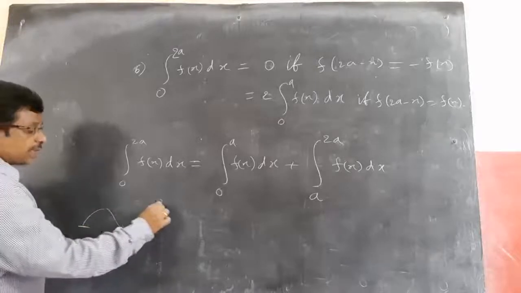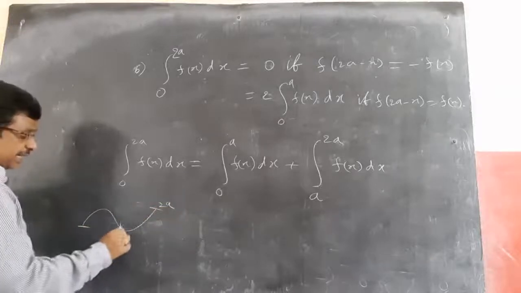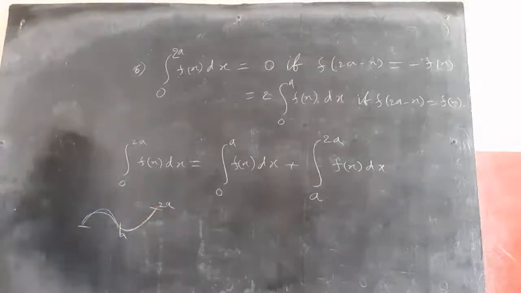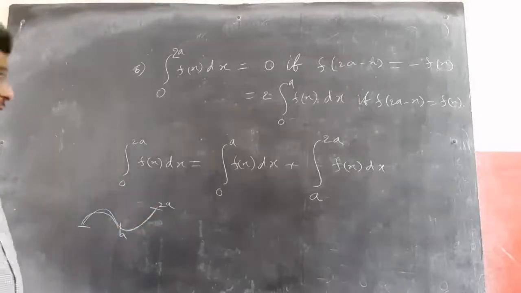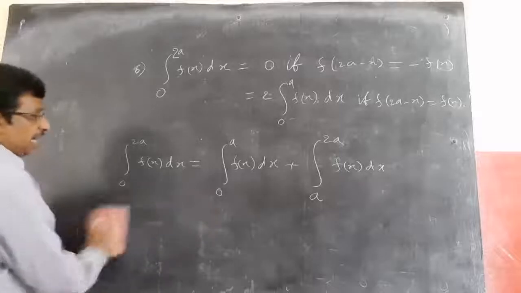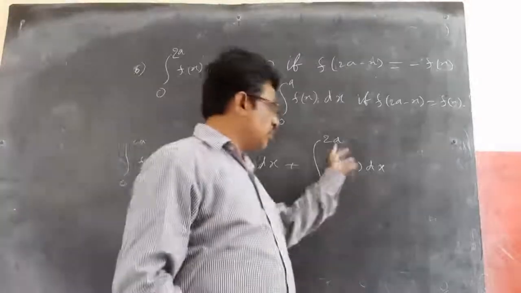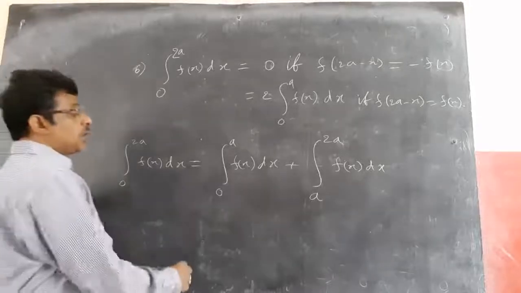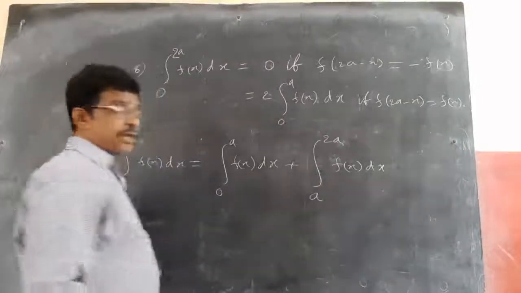The function goes from 0 to 2a, and I am splitting at a. So 0 to a is one part, and a to 2a is another part. It is a continuous function, so I am splitting it into two parts: 0 to a f(x) dx plus a to 2a f(x) dx. Now this part I will concentrate on like the previous method.